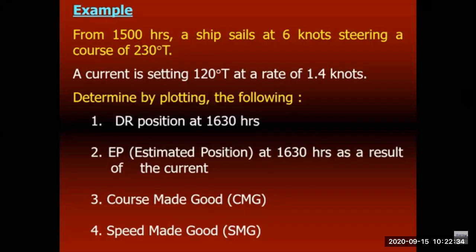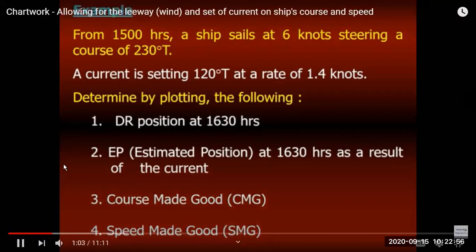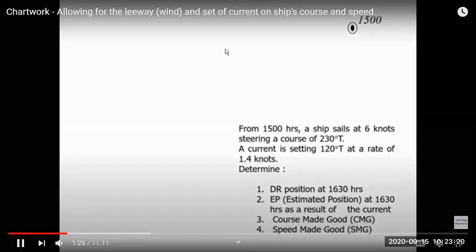DR position at 1630 hours, similarly like the last question. Estimated position at 1630 hours as a result of the current. Course made good and the speed made good. So you can start with your notebooks and start solving this question. So the only change here is the 6 knots.